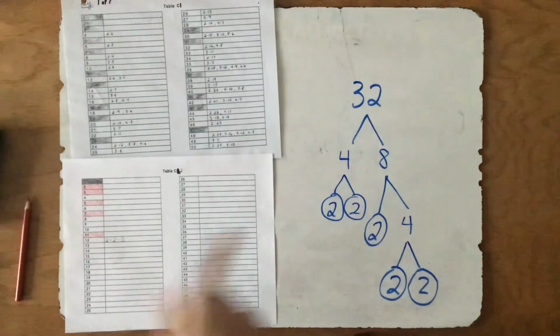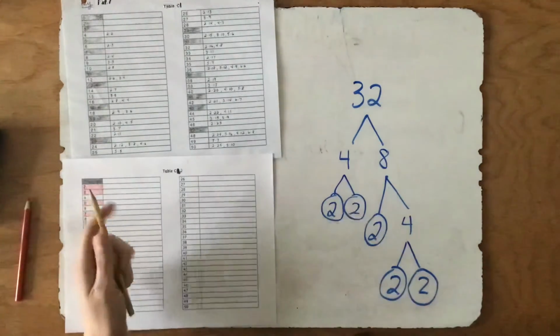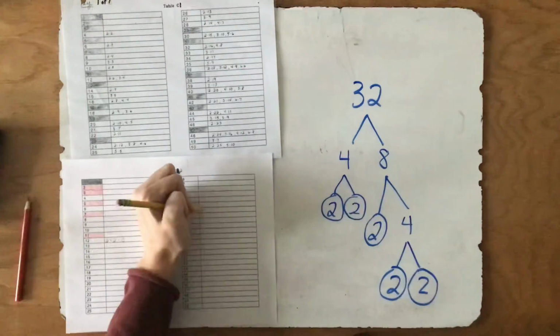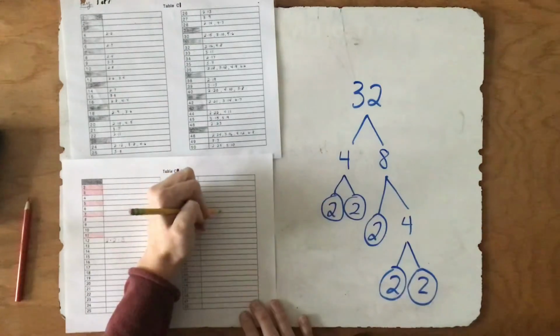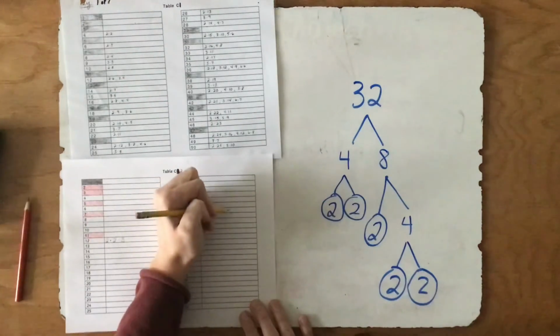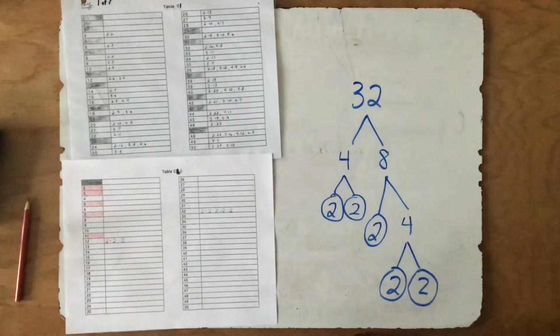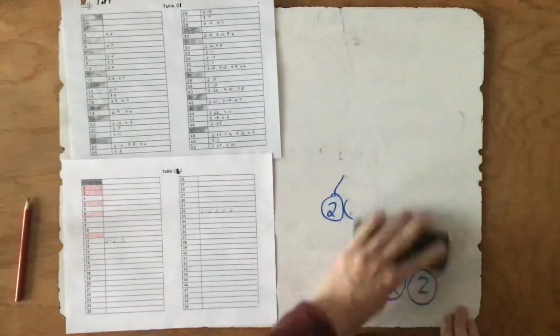Now, in 32, now that we have all of them circled, or we've got dead ends, they're all prime numbers. In 32, we would write 2 times 2 times 2 times 2 times 2. Like that. Okay. Let's do one more together, and then I'll let you know what your assignment is.